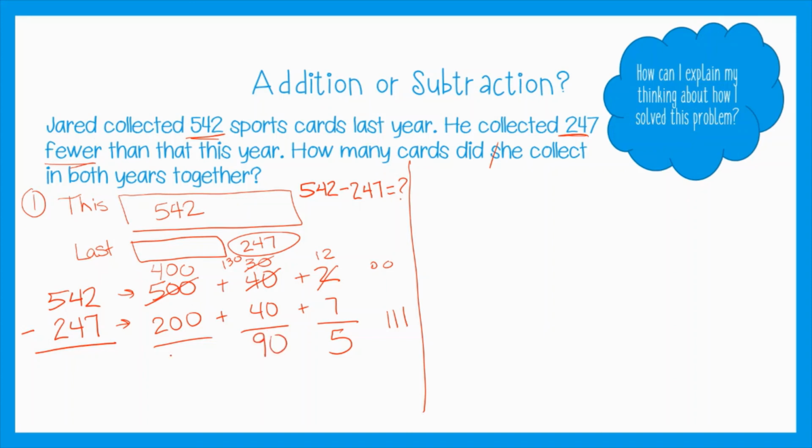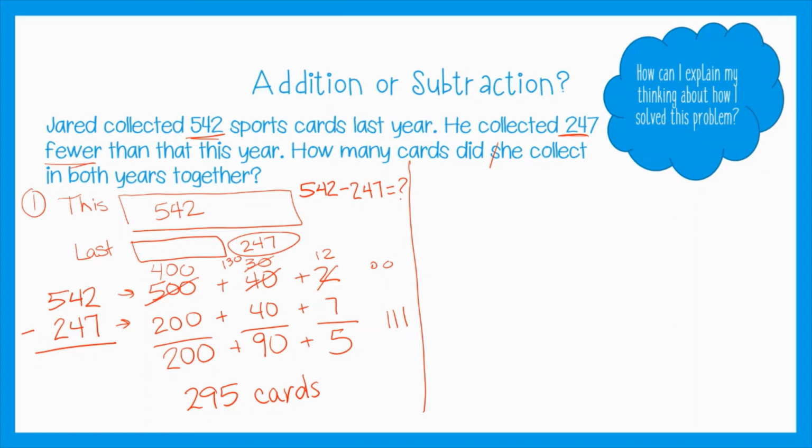And now I can subtract my hundreds. So I have 200. So 400 minus 200 is 200. I have 200 plus 90 plus 5. So 295 cards for this year.